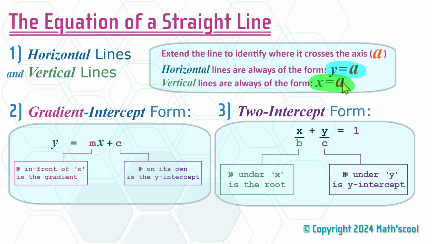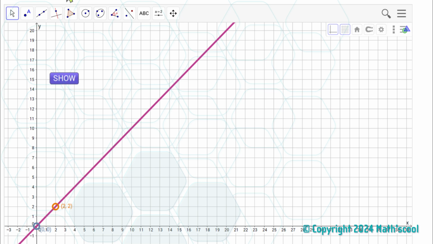And then for any other type of line, we had two forms. We had the gradient-intercept form, which is when you can see the gradient and you can see the y-intercept. And then we had the two-intercept form, which is when you can see where it hits both of the axes, so that would be the root and the y-intercept. I'll show you what I mean by those.